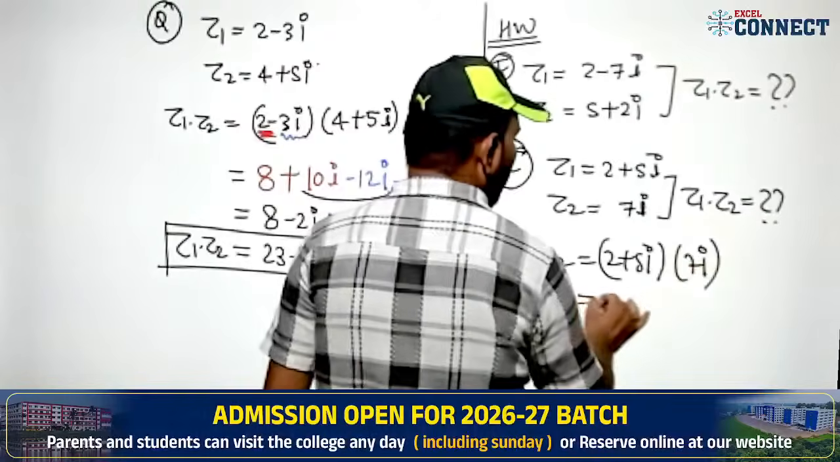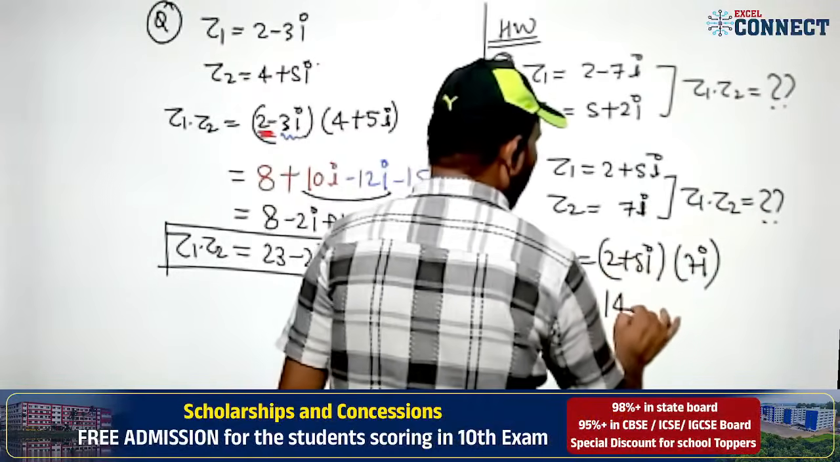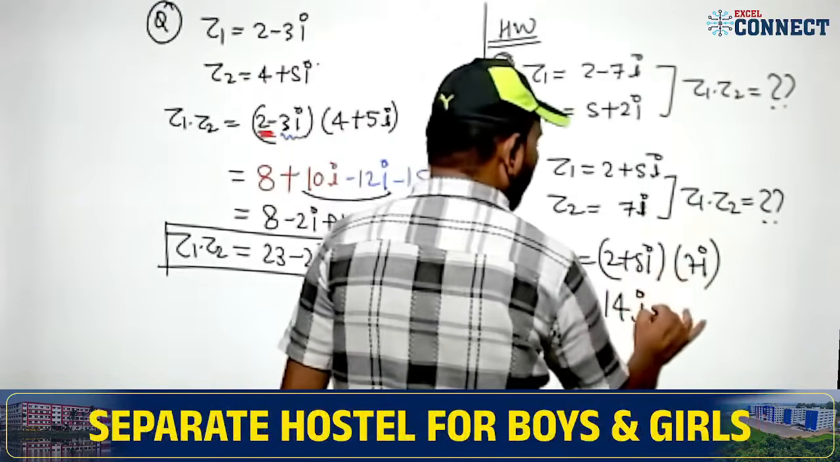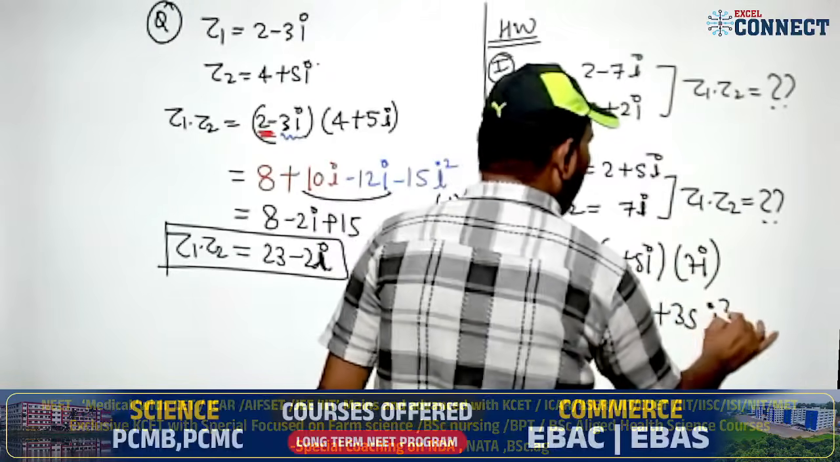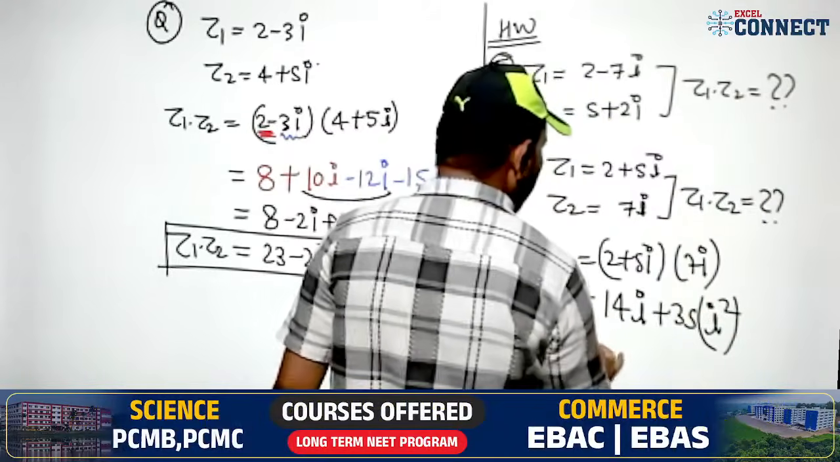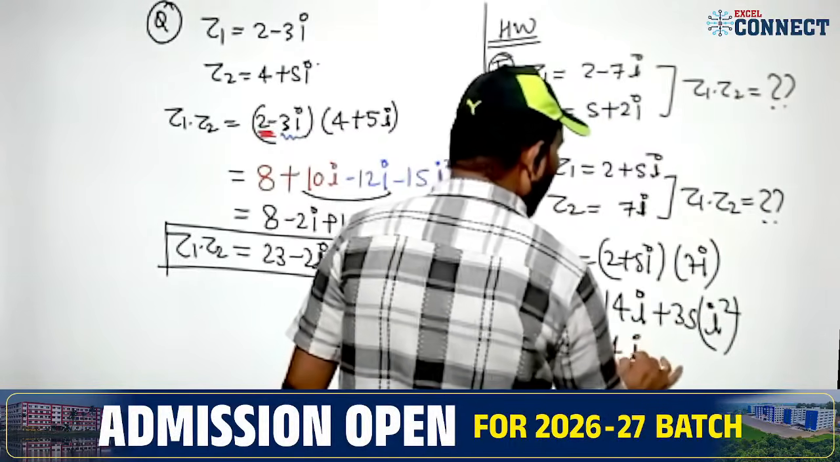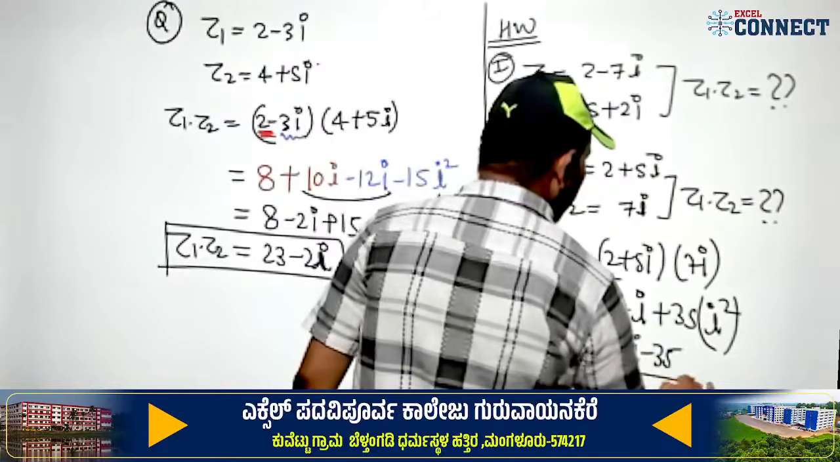You can multiply here. So what is this? 14 iota. Multiply this, so 35 iota into iota is what? Iota square. Iota square value is minus 1. So what is this? 14 iota minus 35i. So this is your right answer.